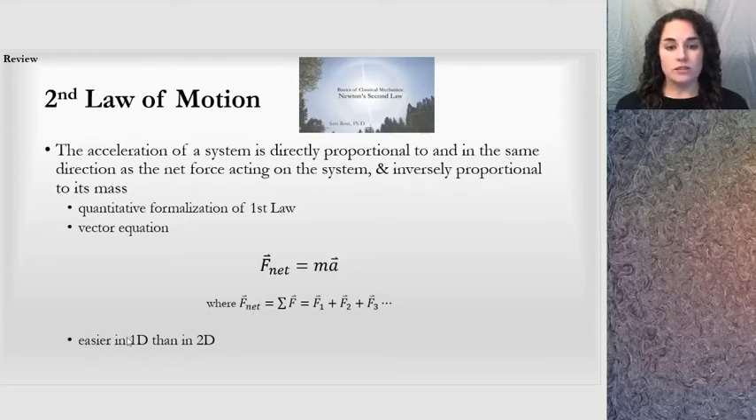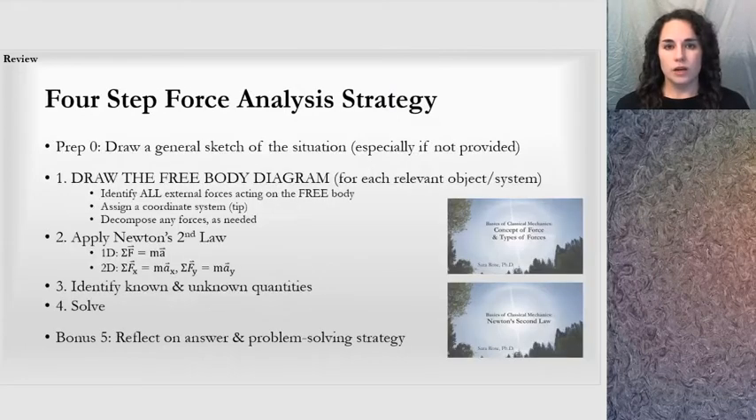And we note that this is easier in 1D than it is 2D, and I wanted to take a lesson to analyze vertical motion as opposed to horizontal, just to get used to it. I'm also going to remind you of following the 4-step force analysis strategy, and I'll do this as we solve the problem. First of all, we're going to draw a general situation if it's not provided. Then we're going to do the free body diagram and all the details of the free body diagram. Then apply Newton's second law. That's when we'll identify the knowns and unknown quantities and solve.